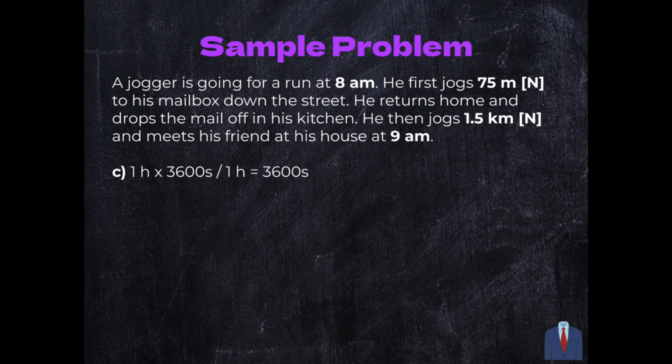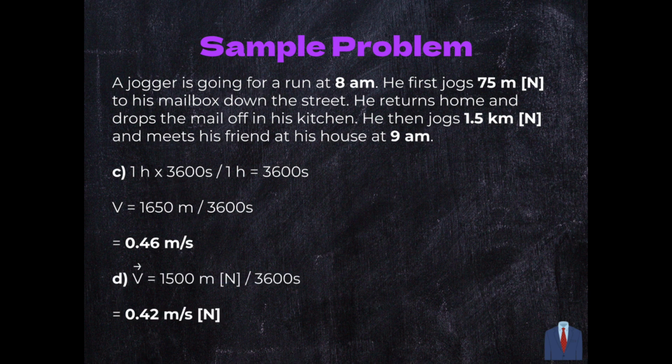Question C asks for the jogger's average speed. We know that we find speed by dividing distance by time, and since this occurrence took place in 1 hour, or 3600 seconds, and we know that he ran a total distance of 1650 meters from question A. So the jogger's average speed is 0.46 meters per second, rounding to two significant digits.